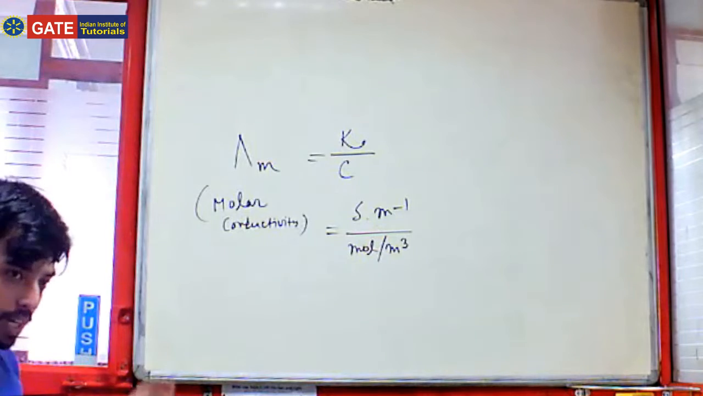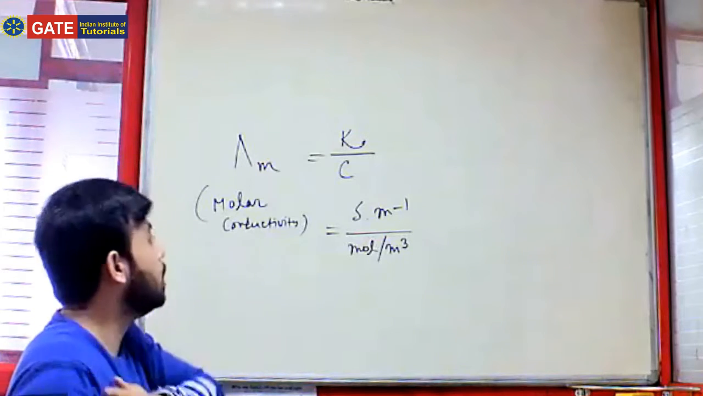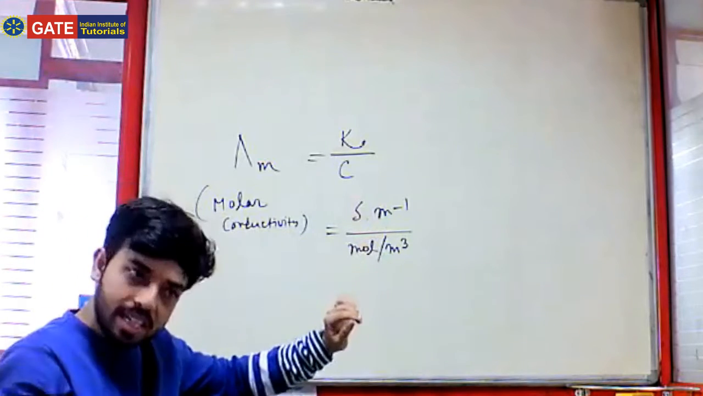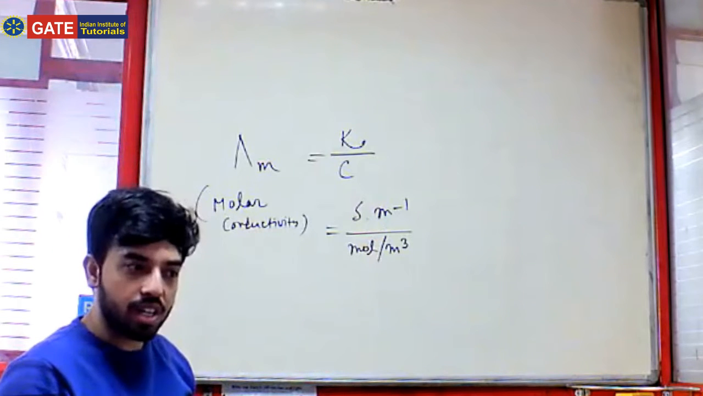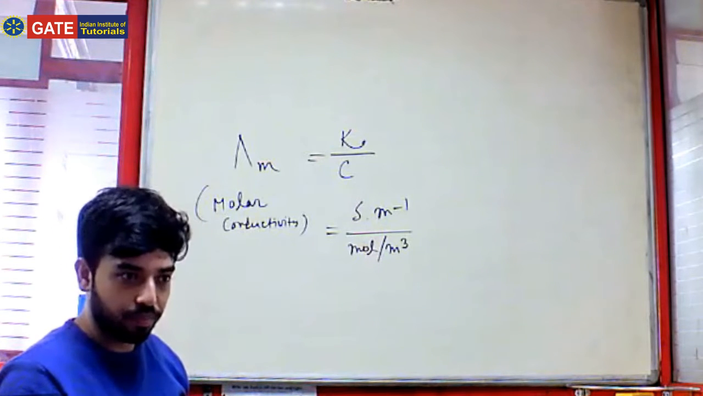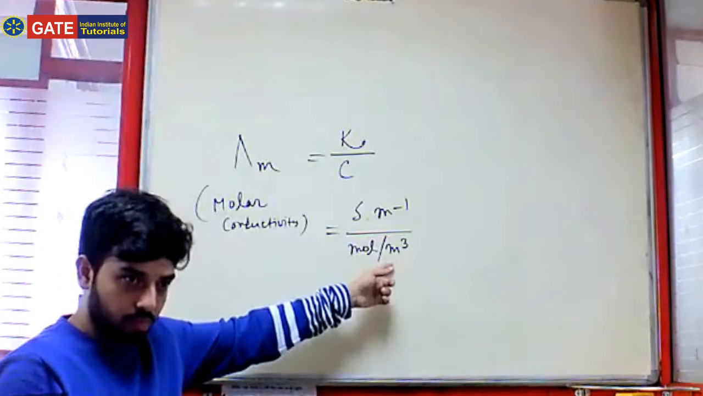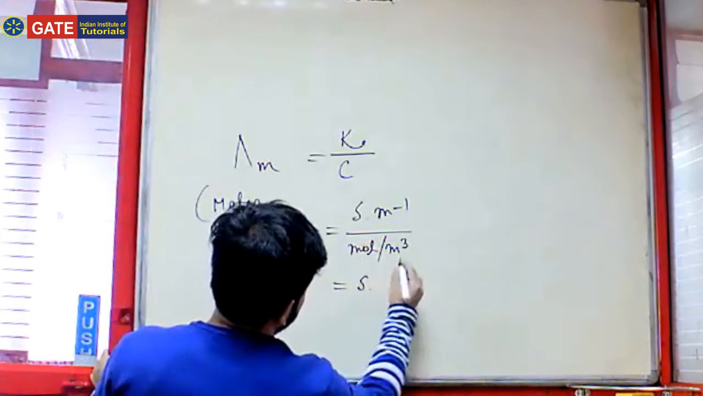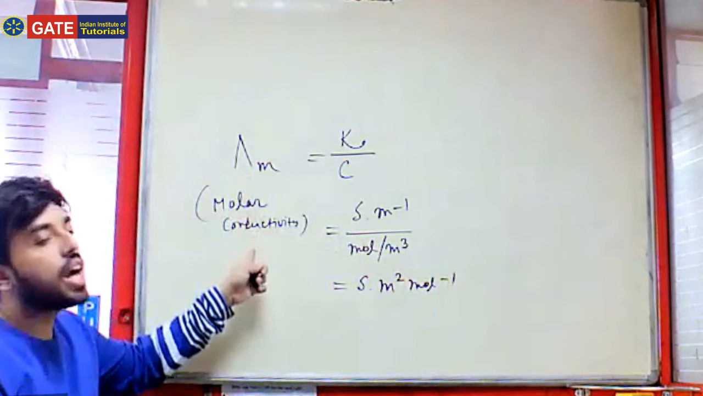Note it down, whatever I'm writing. You can check from the book, no problem, but if you don't understand from the book, that's what I'm telling you. Siemens meter inverse divided by concentration in mole per liter. Generally, molarity is mole per liter. What is molarity? The number of moles divided by the volume of the solution in liter. Liter means meter cube, so putting liter in meter cube, this is the unit for the molar conductivity.